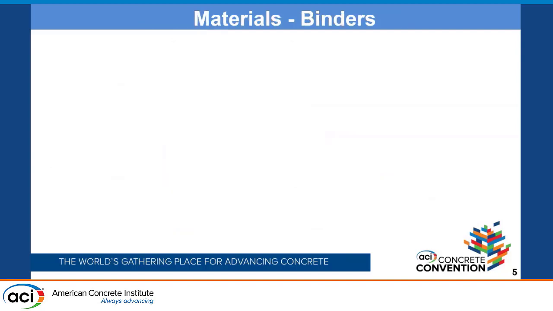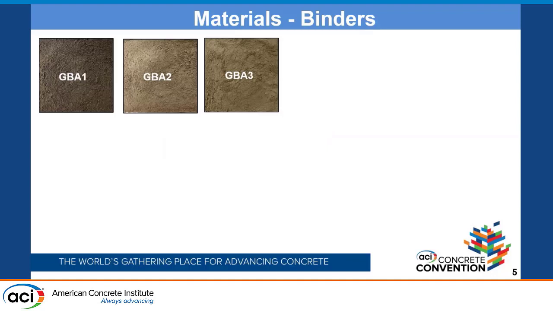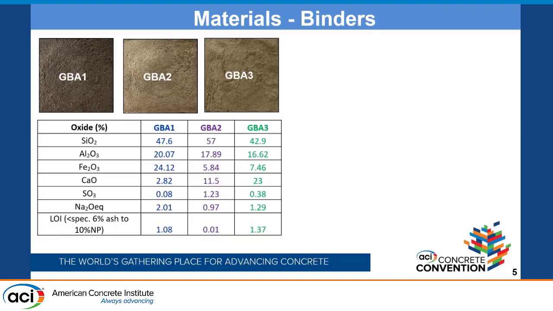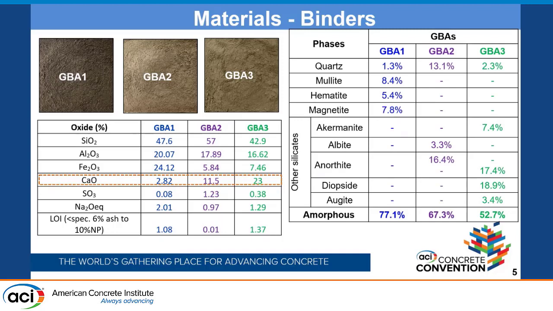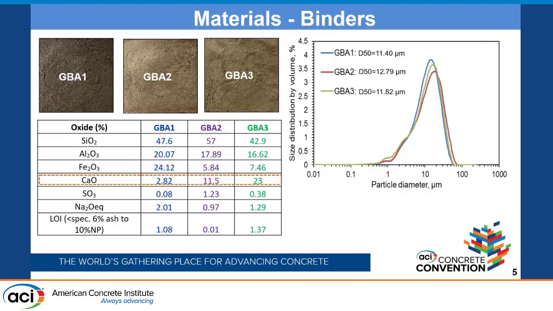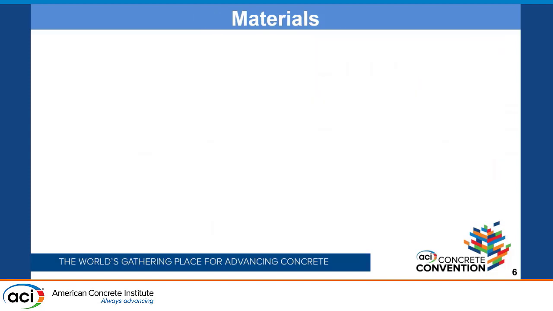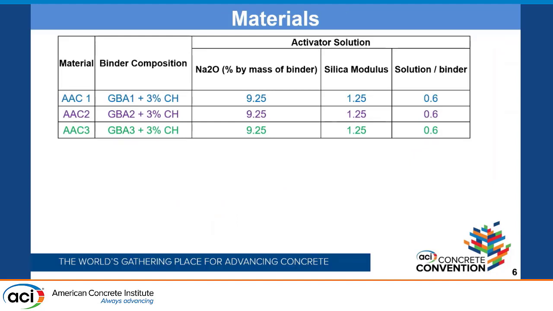So for this study, we have taken 3 ground bottom ashes, named GBA 1, 2, and 3, with various calcium oxide content from 2.8 to 23, which is low to high, with GBA 1 having the least calcium oxide content. These are the mineralogical phases present in these ground bottom ashes. They all have pretty much similar size, between 11 to 13 micron. These materials are blended with 3% calcium hydroxide and activated with a hybrid solution of sodium hydroxide and sodium silicate with the given parameters as mentioned here.